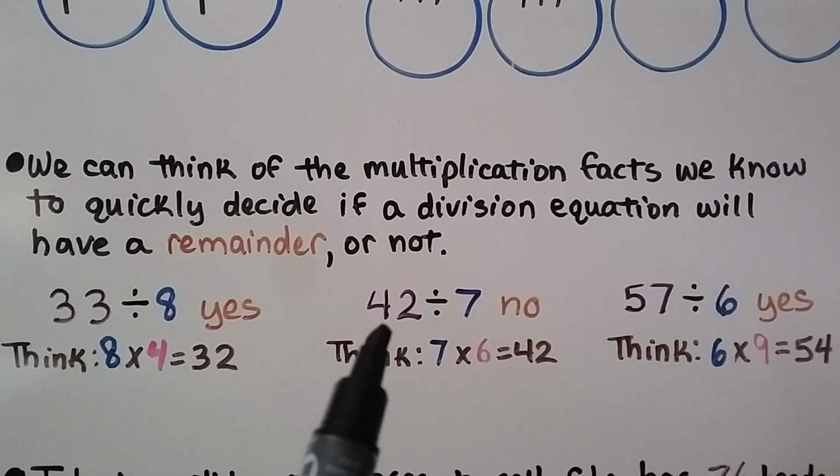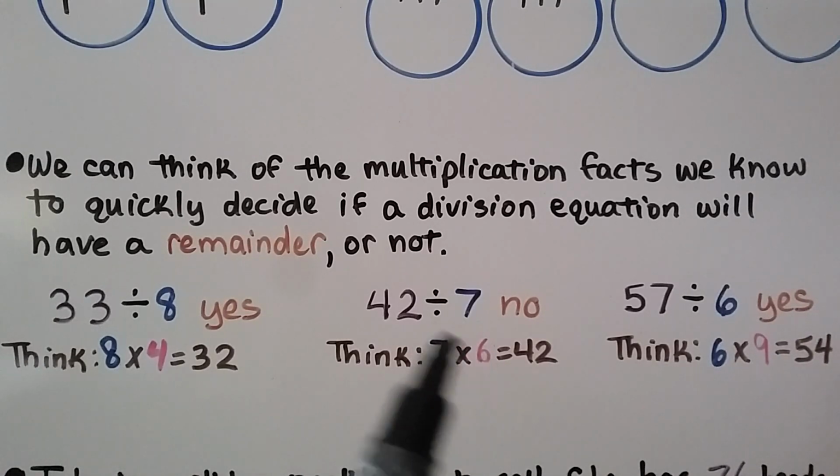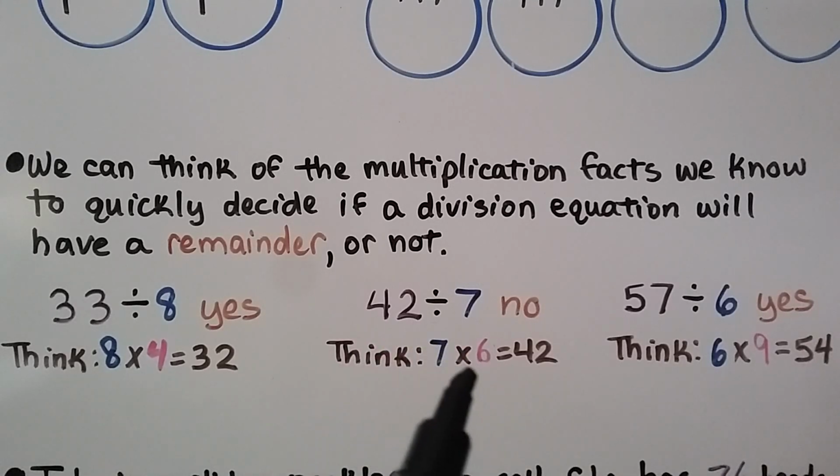We have 42 divided by 7. We think of our 7 facts. 7 times 6 is equal to 42, but that's exact. That's the exact product. So no, there's no remainder.